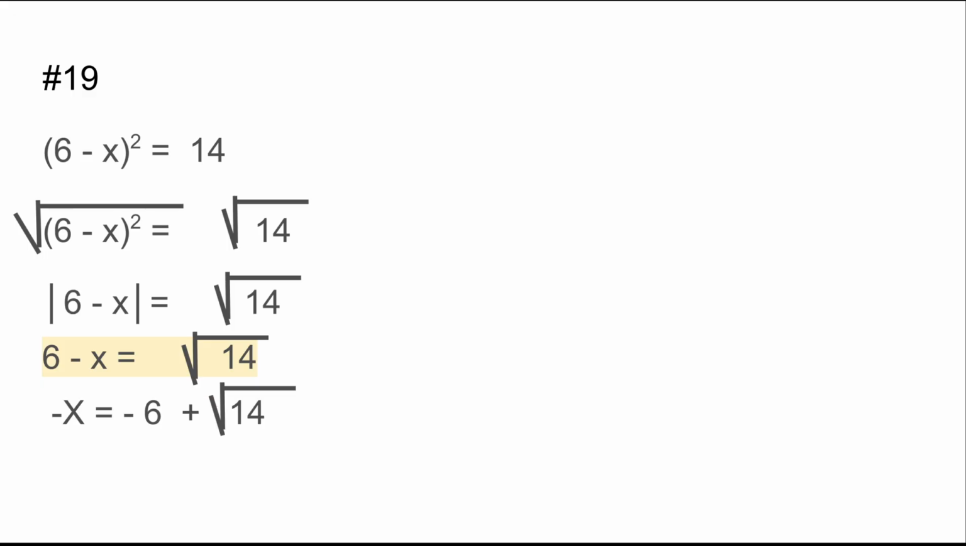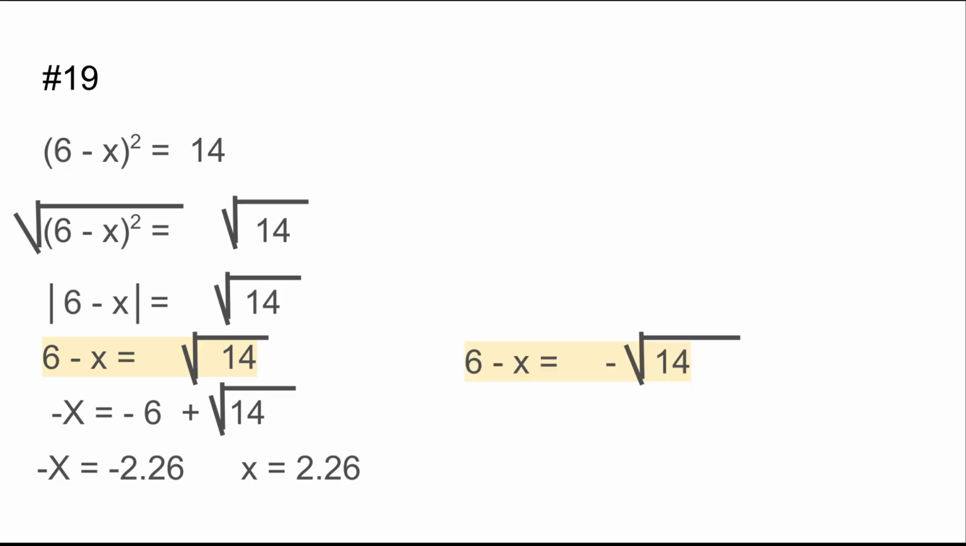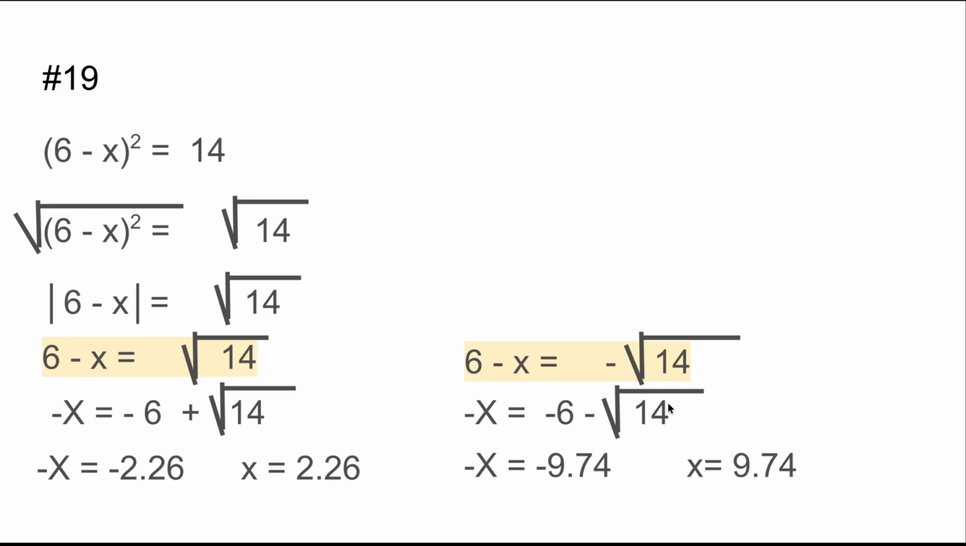Subtract 6, and we're going to type this in our calculator. Negative 6 plus the square root of 14 equals, and then divide by negative 1, or you just know whatever your answer is, it's going to be the opposite sign, so it's positive 2.26. We're going to do it again, except equaling negative the square root of 14. We're going to subtract 6 and write in our calculator negative 6 minus square root of 14. Enter. And then divided by negative 1, x equals 9.74.